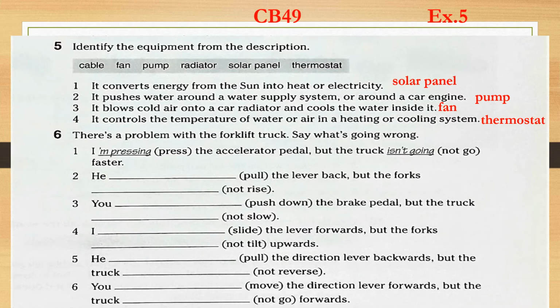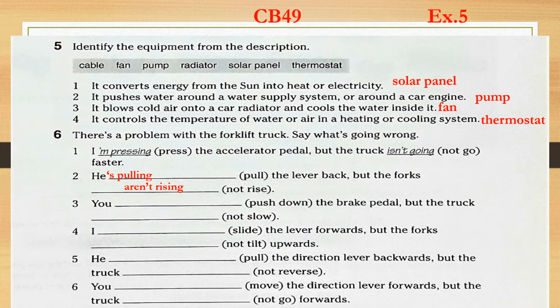Let's see number two also as an example. He pull the lever back, but the forks not rise. The answer is he's pulling the lever back, but the forks aren't rising or are not rising. Okay, now pause the video for 3 minutes or 5 minutes. Try to answer question 3 to 6 and then come back to check the answers.